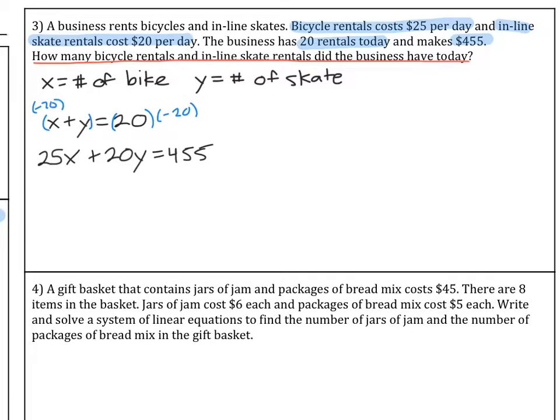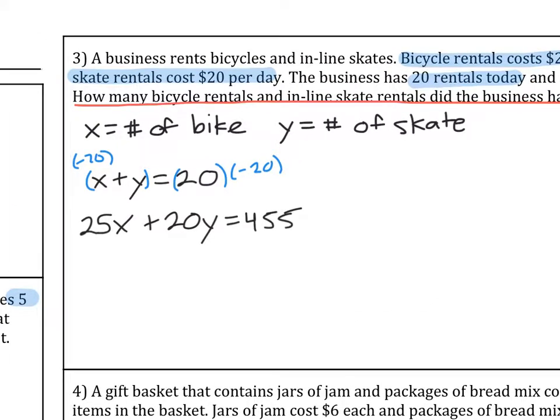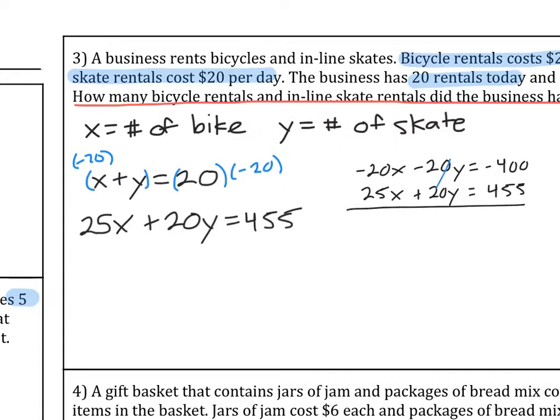And I'm going to rewrite both equations over here. So that gives us -20x minus 20y equals -400. And then the bottom equation stays the same. Okay, now I can add vertically. My y's cancel out, and I'm left with 5x equals 55. Divide by 5 on both sides, and I get x equals 11.